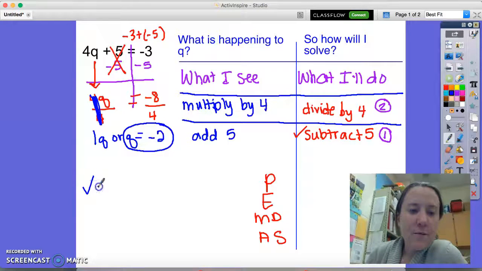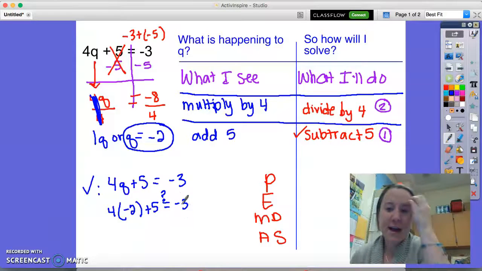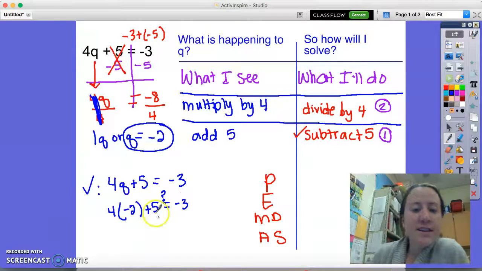Now to check it, I'm going to go back to my original equation, which was 4 times q plus 5 equals -3. Now instead of the q, I'm going to put my proposed solution of -2. So 4 times -2 plus 5. And when I do this, I'm going to put a question mark up here because we're testing to see if the left side will actually balance to equal the right side.